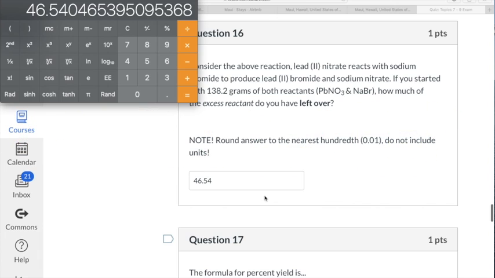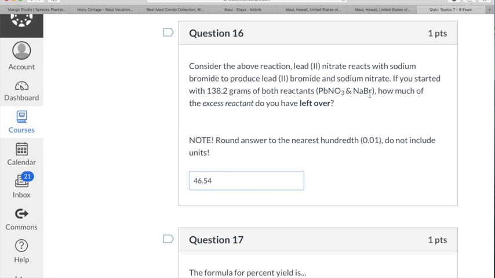And it says to round to the nearest hundredth, which it looks like is good. So that should be the excess amount of my reactant. In this case, NaBr is my excess. I ran out of this first. I have excess of that, and we figured out how many grams of my NaBr I have left over.